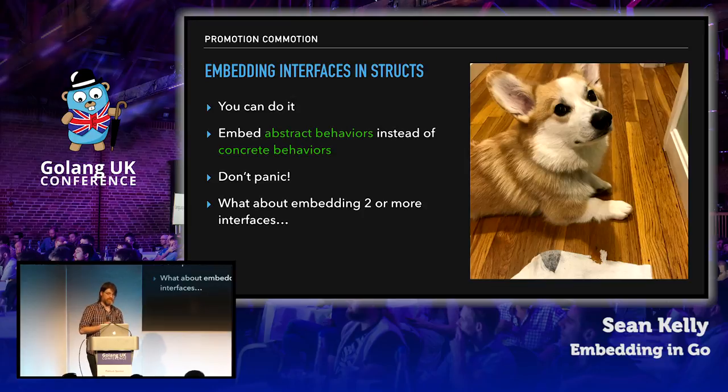So then what happens if you embed two or more interfaces, but specifically where they have duplicate or, you know, sort of conflicting methods?